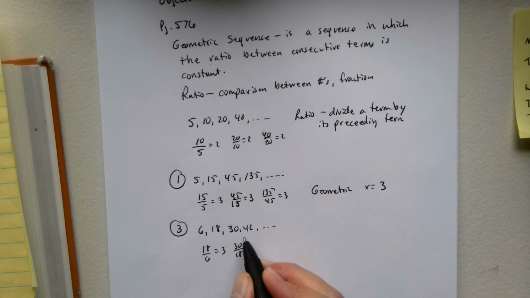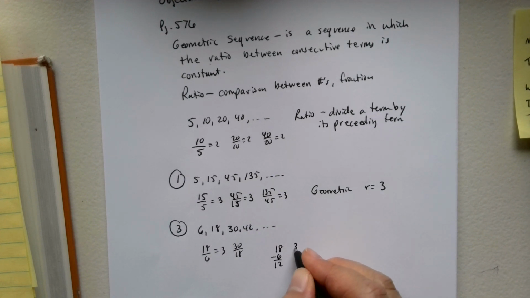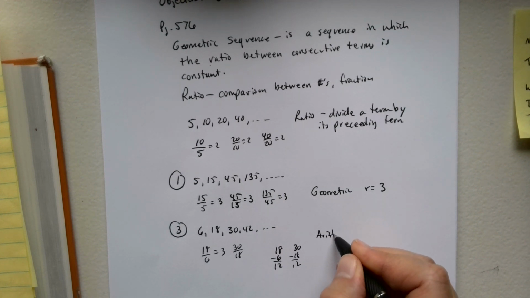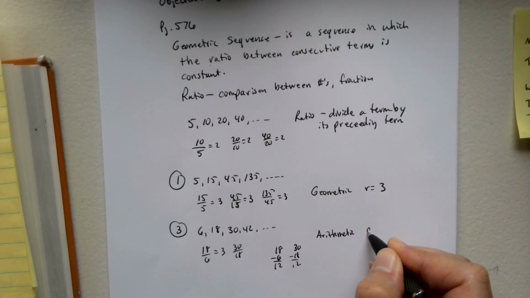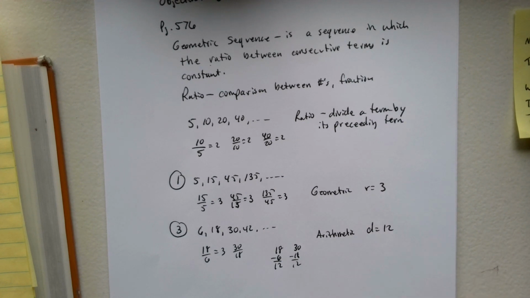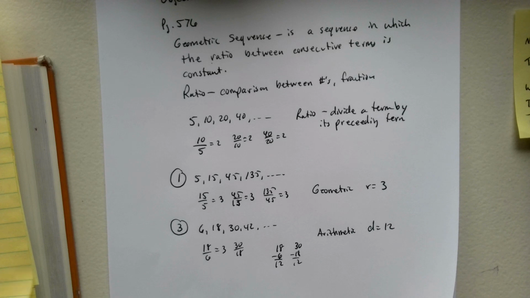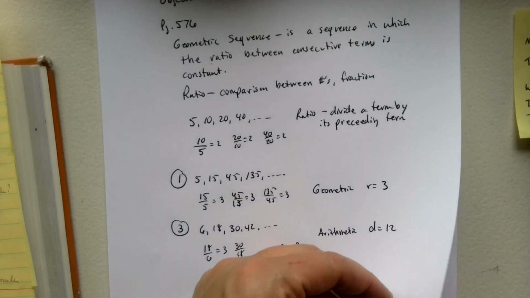If we look at number 3, we have 6, 18, 30, 42, and so forth. 18 divided by 6 is 3, 30 divided by 18 is not 3, and 42 divided by 30 is not 3. So this is not geometric. But if I look at it, 18 minus 6 is 12, 30 minus 18 is 12. This is arithmetic, and the common difference is 12. So they're going to be mixed up. And on our quiz on Friday, they're going to be mixed up. So pay attention. Geometric is a common ratio. Something is multiplied to get the next number. Arithmetic, we have a common difference. Something is added to get the next term.